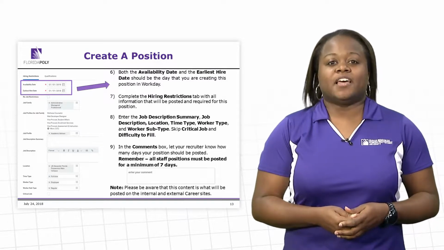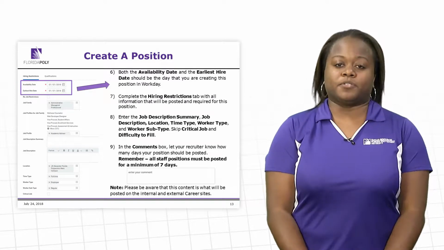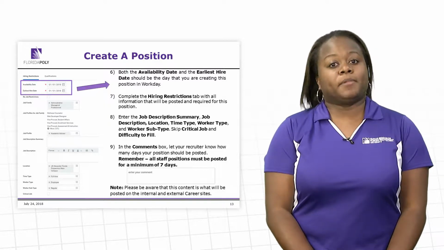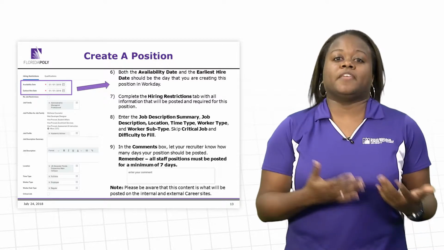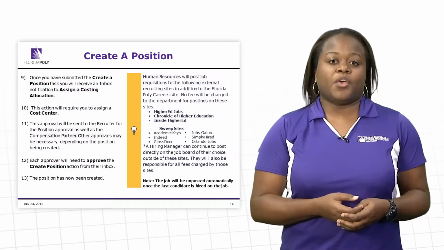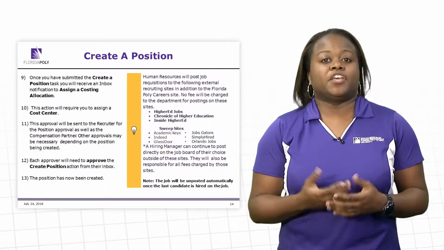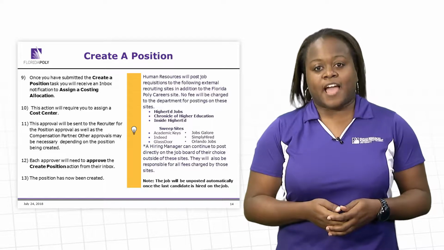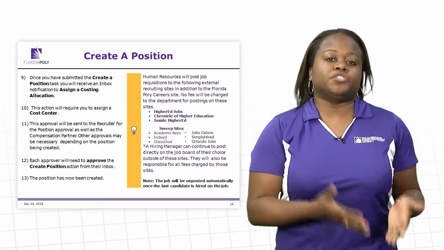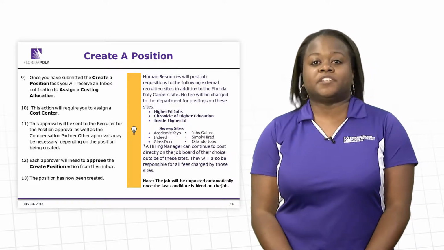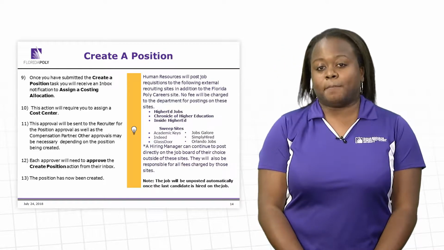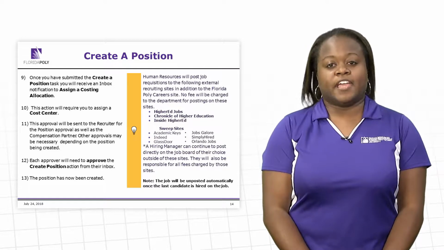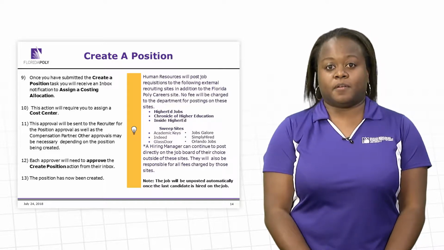In the comments box, let your recruiter know how many days your position should be posted. Remember, all staff positions must be posted for a minimum of 7 days. Please be aware that this content is what will be posted on the internal and external career sites. Once you have submitted the Create Position task, you will receive an inbox notification to assign a costing allocation. This action will require you to assign a cost center to this position. This approval will be sent to the recruiter for the position approval, as well as the compensation partner. Other approvals may be necessary depending on the position being created. Each approver will need to approve the Create Position action from their inbox.